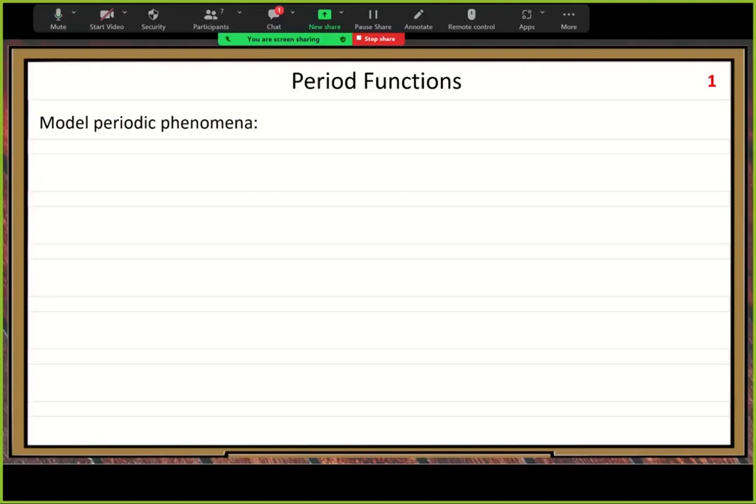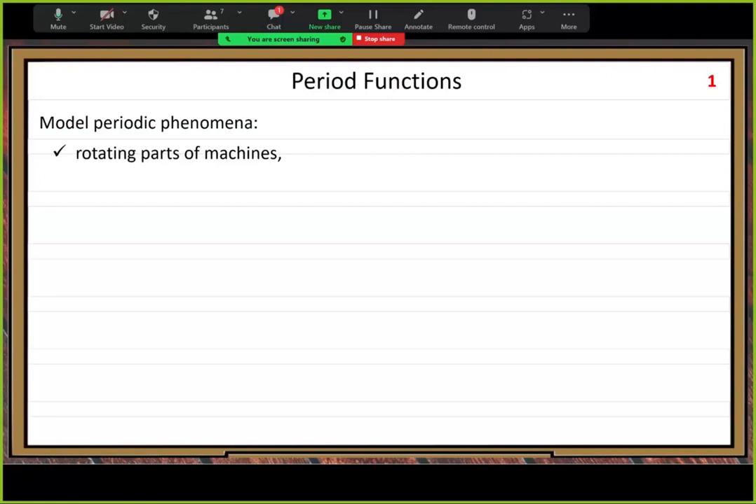Periodic functions. First we need to look at why we want to study periodic functions: to model periodic phenomena. In the real world, if you just pay attention, you can see a large number of phenomena related to the period property.